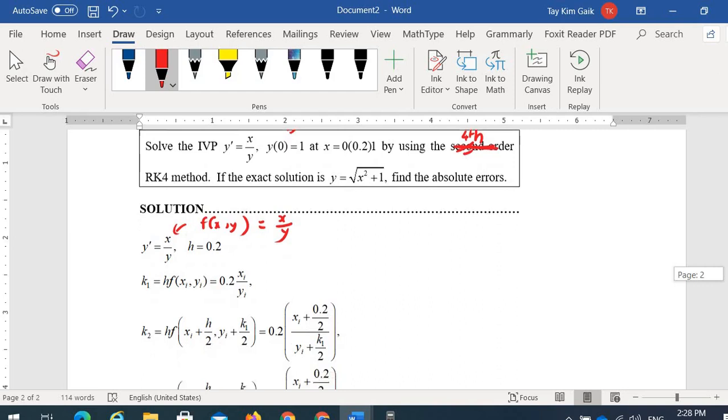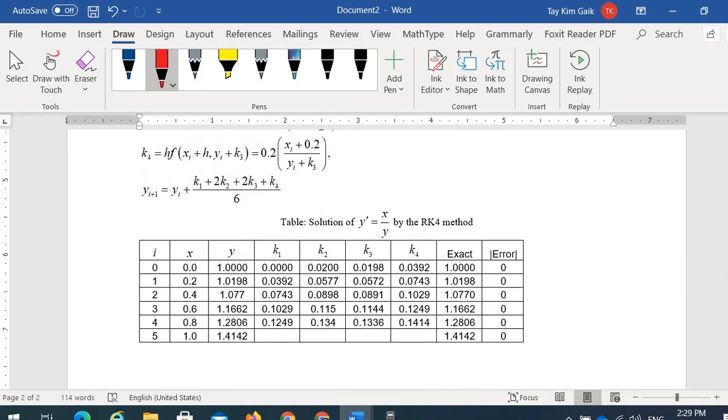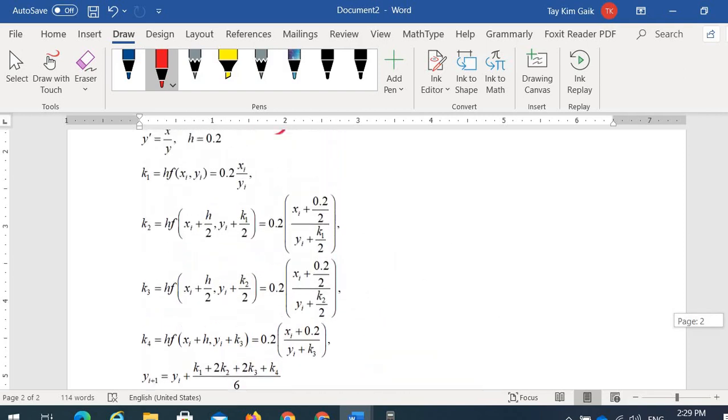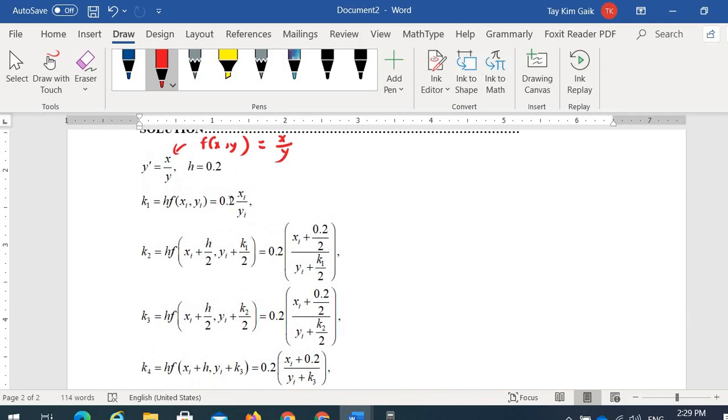First of all, we need a table with x from 0, increment 0.2, up to 1. So i starts from 0 up to 5. Given x0, y is 1, so we have the first value. Given x naught, y naught, we are going to calculate k1, k2, k3, k4. K1 is h multiplied by f(xi, yi), where h is 0.2 and f(x,y) is xi over yi. So first of all, we calculate k1 first.